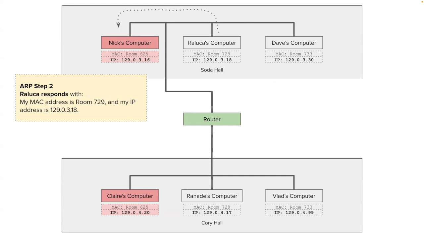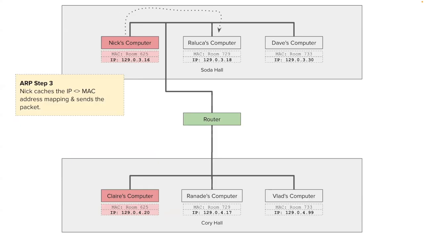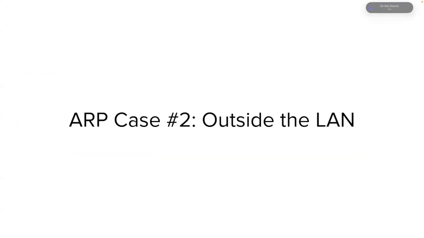When Rilke sees this message, she can simply respond with, okay, my MAC address is room 729, and my IP address is 129.0.3.18. And then once Nick receives this message, he can send the packet and set the destination MAC address to Rilke's room number, which is 729.